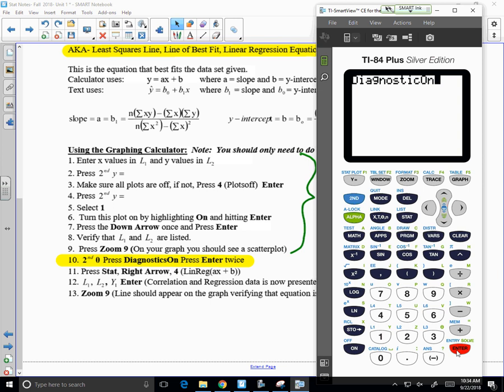So hit enter. That brings diagnostic on into your home screen. That's the command. I haven't executed the command yet. So hit enter a second time, and it'll say done. So all we did was we enabled the diagnostic features in our calculator. So when I go through the process of coming up with the correlation and regression models, it's going to give me the right display. Honestly, I think this should be the default display, but it's not, and so we have to make this adjustment.